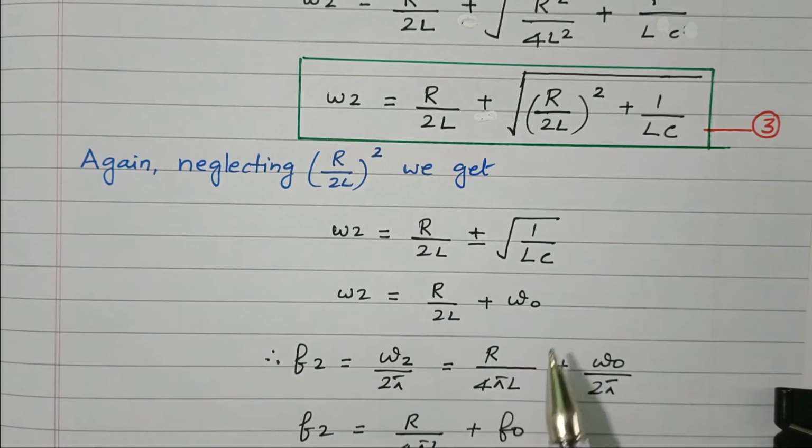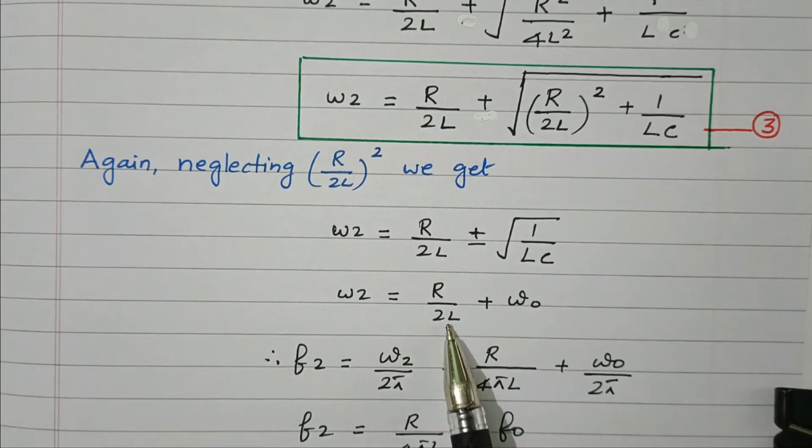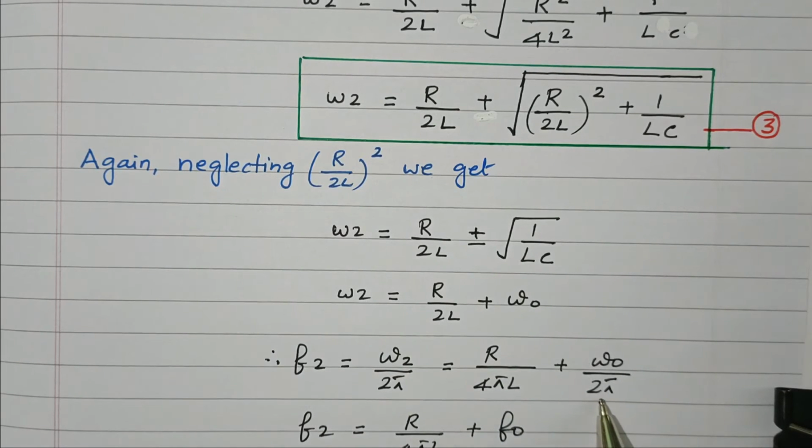So the omega 2 we will substitute here: R divided by 2L into 2 pi is 4 pi L, plus omega naught by 2 pi. So we'll take this term: omega naught by 2 pi is the F naught.